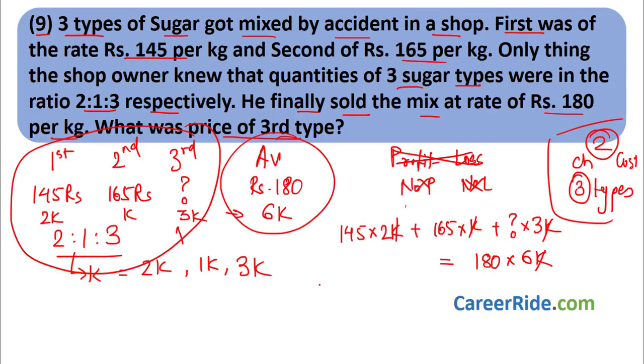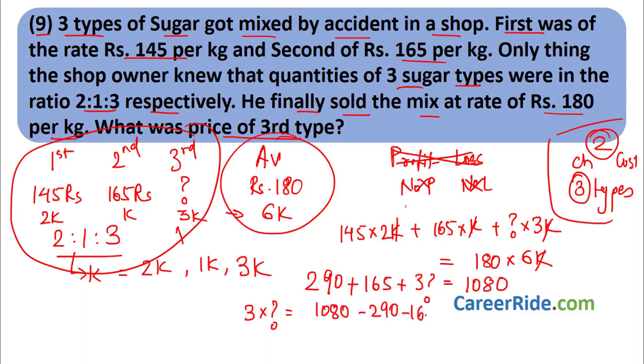What do we have over here? 145 into 2 is 290, plus 165, plus 3 into question mark would be equal to 180 into 6. 180 into 5 is 900, plus 180 is 1080. So we will have 1080 over here. So 3 into question mark would be 1080 minus 290 minus 165. What would that be? 1080 minus 290.